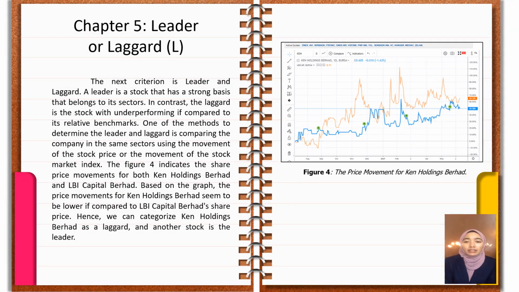Next, leader and laggard. If we look at figure 4, it indicates share price movement for Ken Holdings and its competitor, LBI Capital Berhad. So from the graph, the share price for Ken Holdings seems to be lower compared to LBI Capital Berhad. So from this scenario, we can say that Ken Holdings is actually a laggard, while LBI Capital Berhad is the leader.